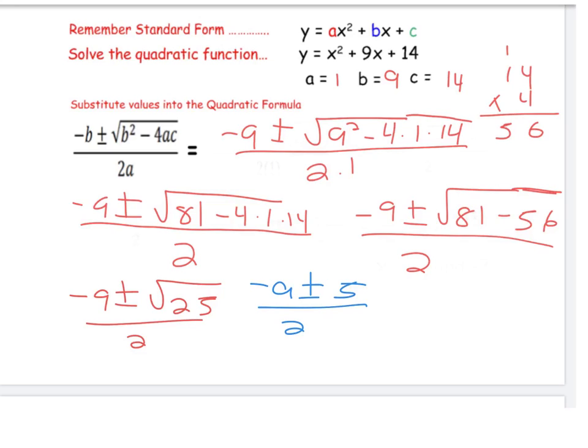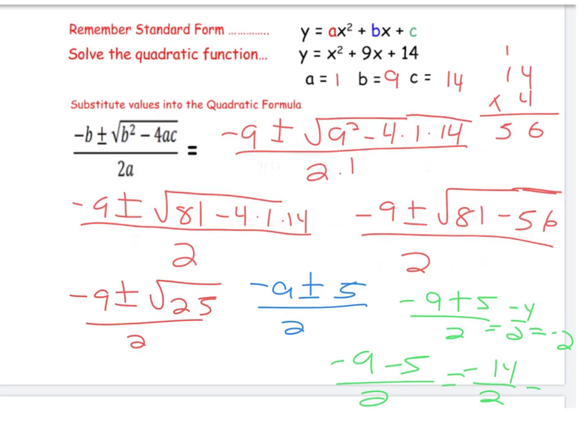So then I can separate them into two pieces. I can say -9 plus 5 over 2, and -9 minus 5 over 2. So -9 plus 5 is -4 over 2, which simplifies to -2. And then -9 minus 5 is -14 over 2, which simplifies to -7. So I still get the solutions x equals -2 and x equals -7.